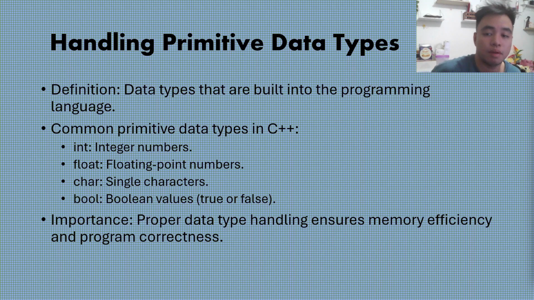Next up, let's talk about handling primitive data types. These are the building blocks of any program, like integers, floating point numbers, characters, and Boolean values. Proper handling of these types ensures our program runs efficiently and correctly.